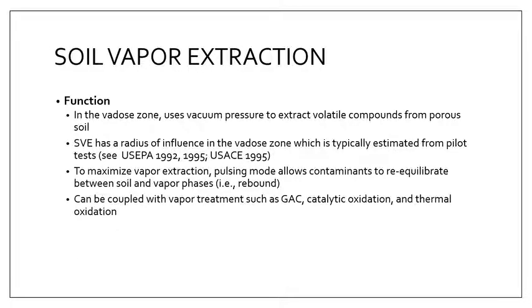Another physical method is the soil vapor extraction. This is used in the vadose zone or your non-saturated soil zone, and it relies on vacuum pressure to extract the volatile compounds from your porous soil. So it's similar to a vacuum cleaner, where you're just sucking in the volatiles.